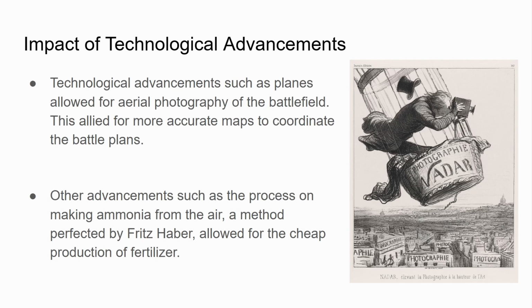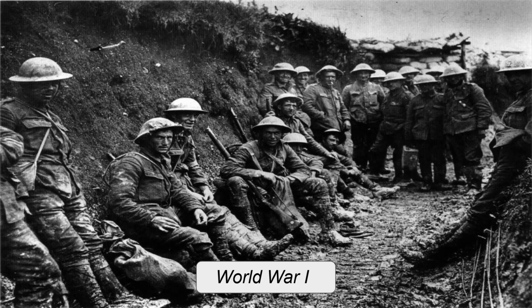There were also other advancements such as extracting ammonia from the air. This was due to the experimentation by a German scientist called Fritz Haber, which allowed for the cheap production of fertilizer as well as the cheap production of gunpowder, as the ammonium nitrate that he produced was used to supply the German war machine during the First World War. So, next slide is World War I.